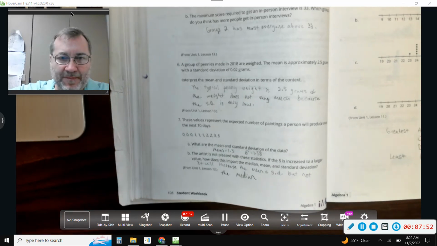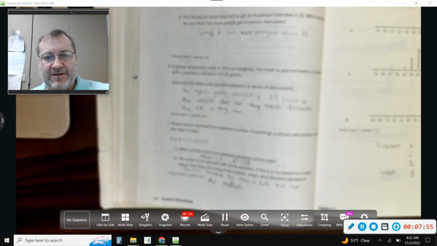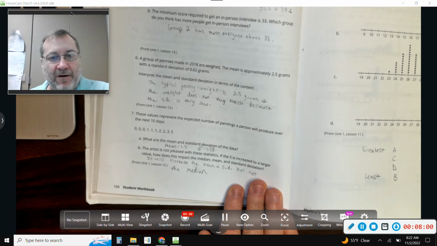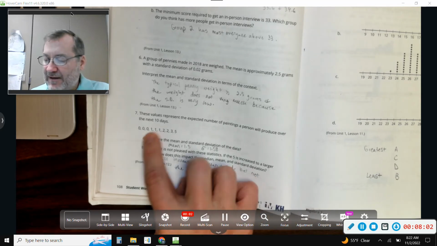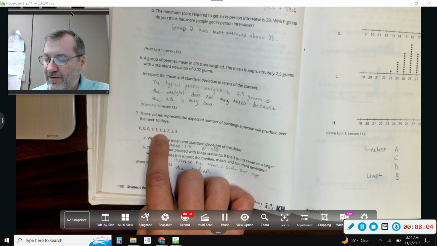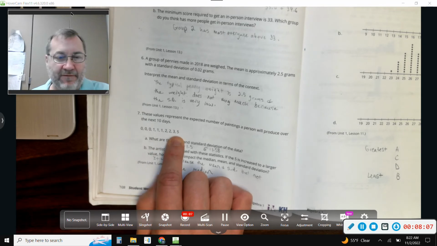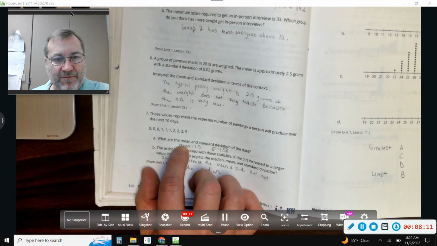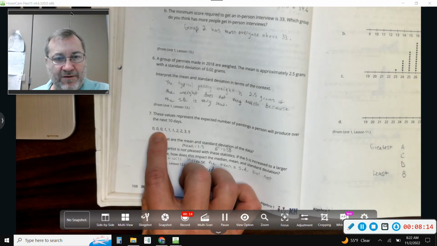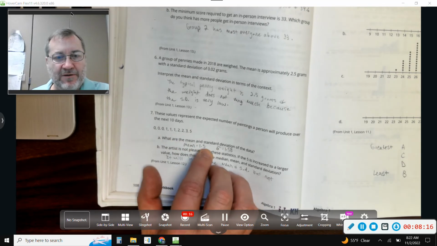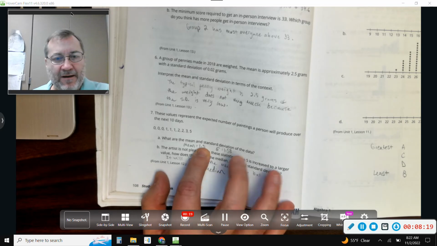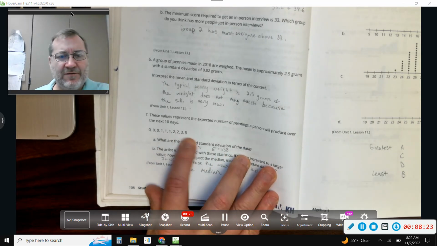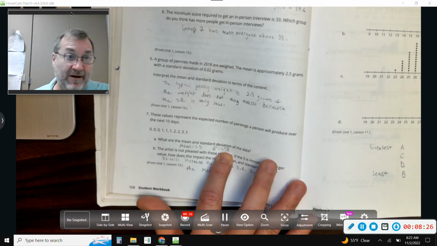Number 7, the values that represent the expected number of paintings a person will produce over the next 10 days. So we've got 0, 0, 0, 1, 1, 1, 2, 2, 3, and then 5. What's the mean and the standard deviation of this data? Well, the mean, you can go through and do the mathematics of it. You should get a total mean of 1.5. And you can put this into a Google Sheet and it'll do the standard deviation for you. You should be getting about a 1.58.